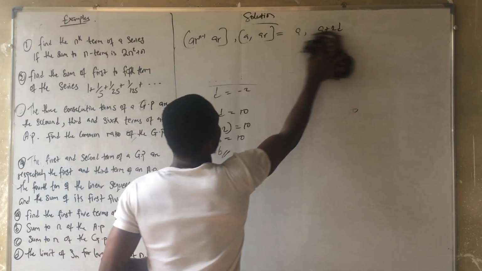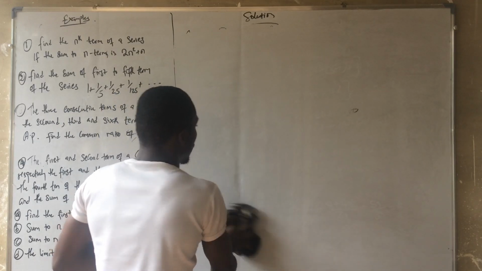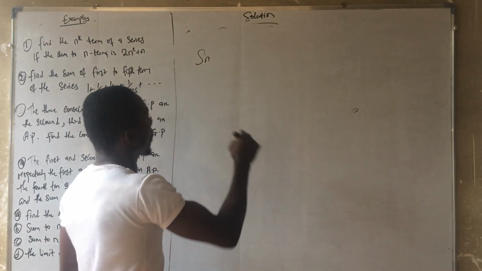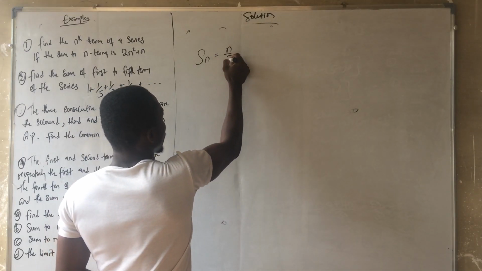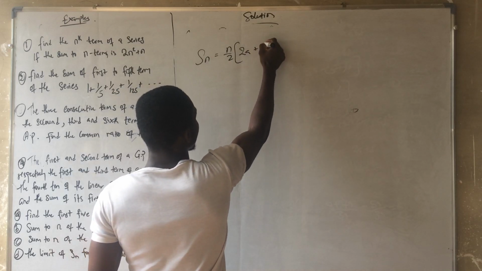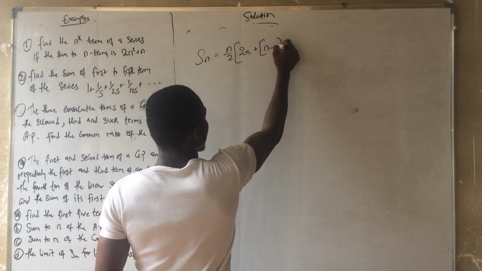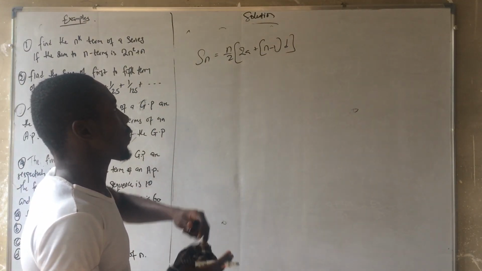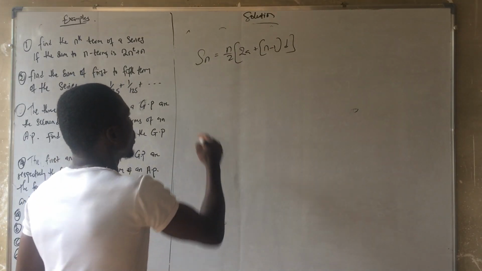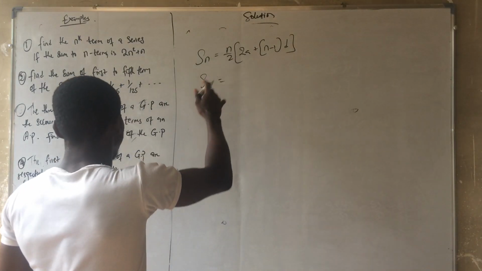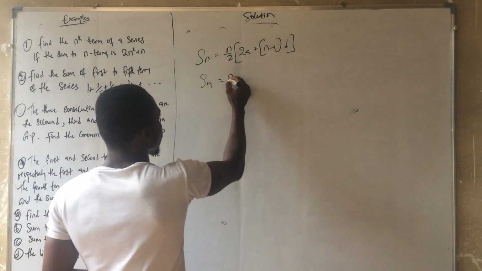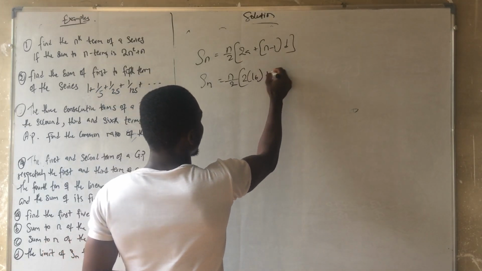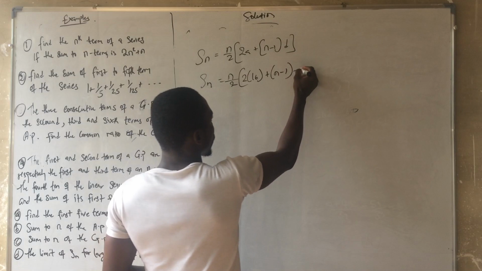Remember that the formula for the summation of the series of an AP is n over 2 bracket 2a plus n minus 1 d. The reason I gave this question is to test if you have gotten your A and your D. So the sum to n: what is our n? Our n is unknown, over 2. What is our A? Our A is 16, plus n minus 1. Our D is minus 2.